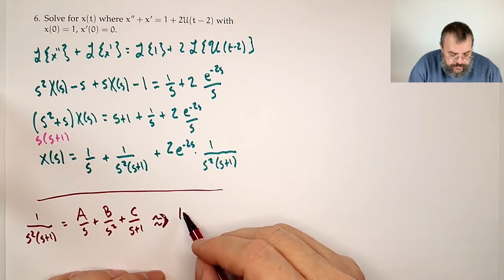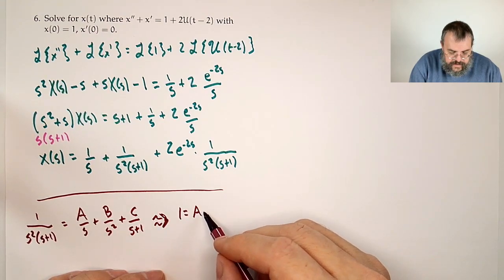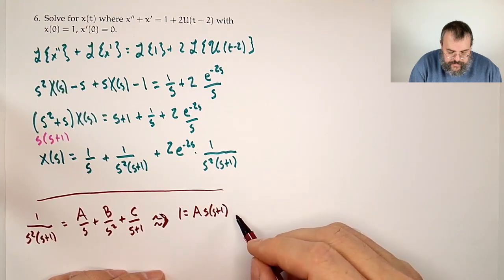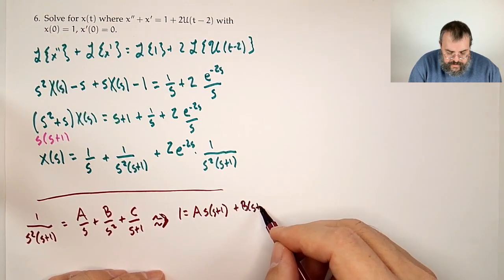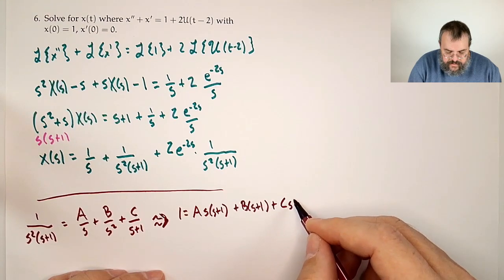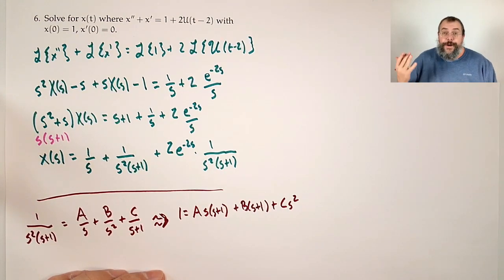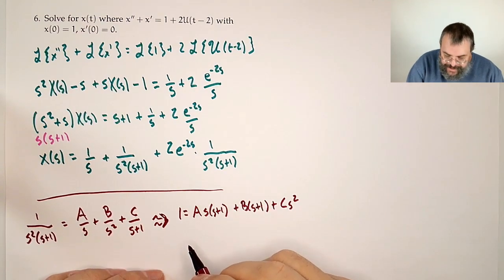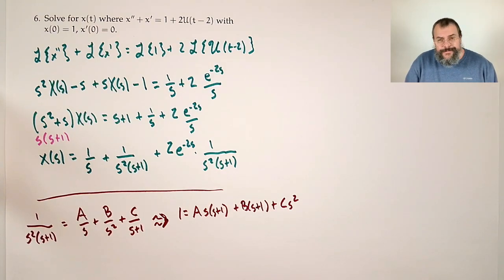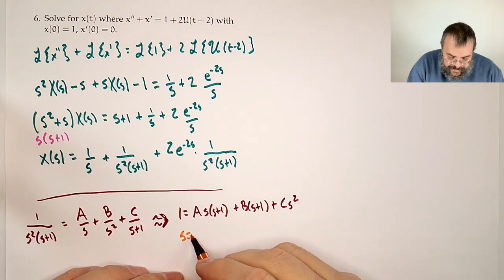You will get that 1 is equal to a times s plus 1 plus b times s plus 1 plus c times s squared. And now make good choices. I always like to start by making good choices. For example, I'm involved with differential equations. Great choice, right? Absolutely. But here, when we talk about good choices, we mean nice values for s, things that make terms vanish. We want zeros.